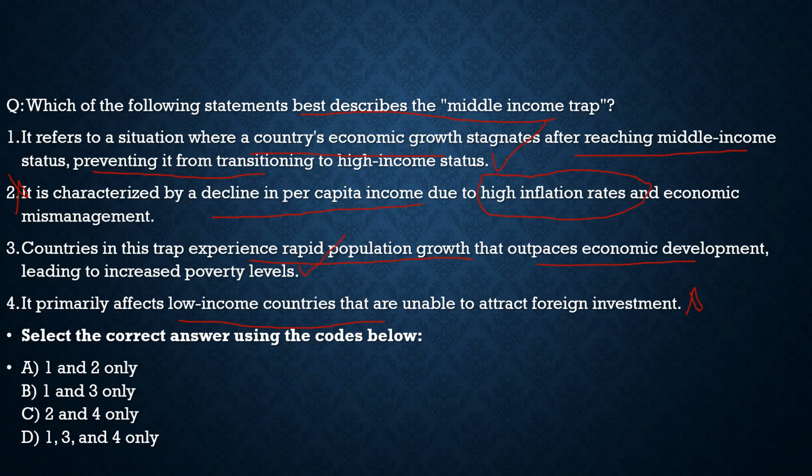It primarily affects the middle income countries, not the low income countries. So with respect to this question, the correct statements are statement 1 and statement 3 only, and from the code given below, the correct option would be option B, which is 1 and 3 only. With this, I hope you got the basic idea of what this middle income trap is. As in the first slide we discussed the 3 ways a country can get out of this middle income trap by following the 3 I's: investment, innovation, and infusion.